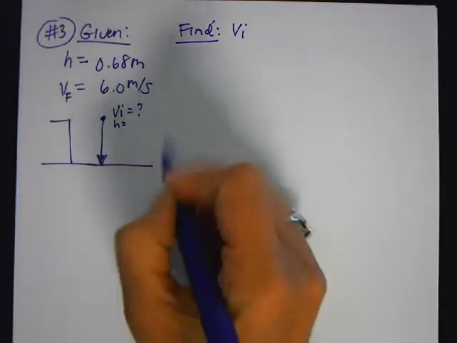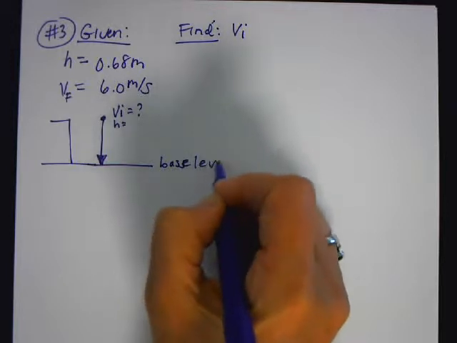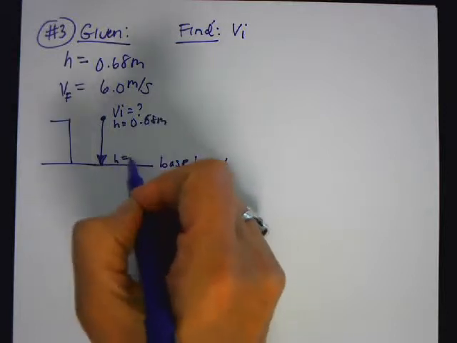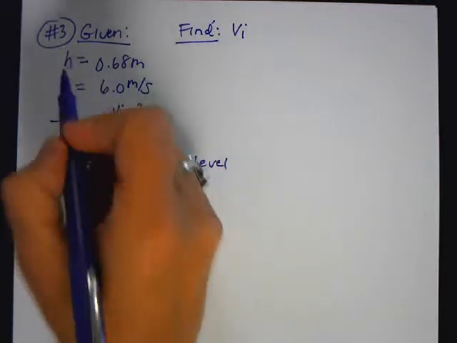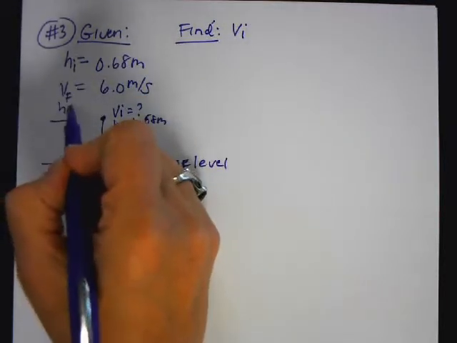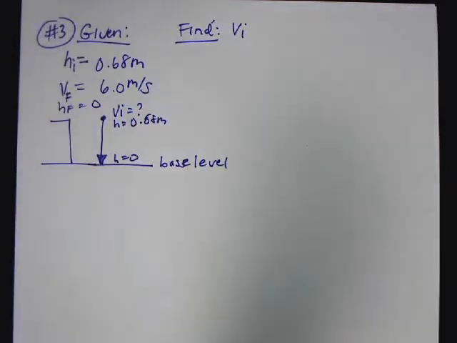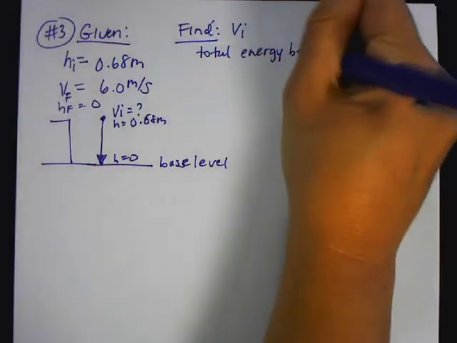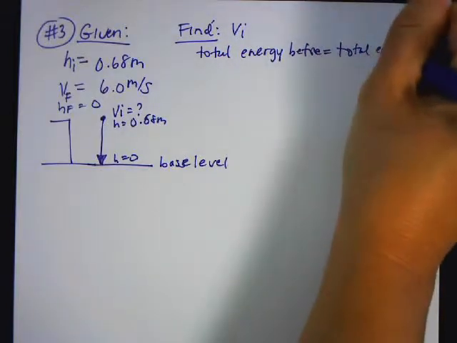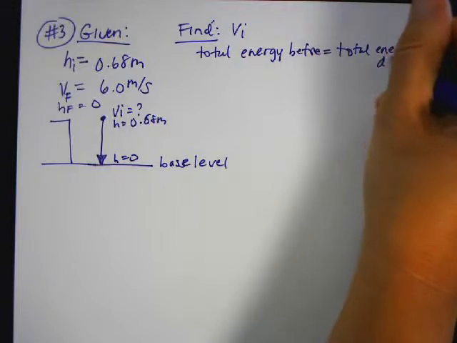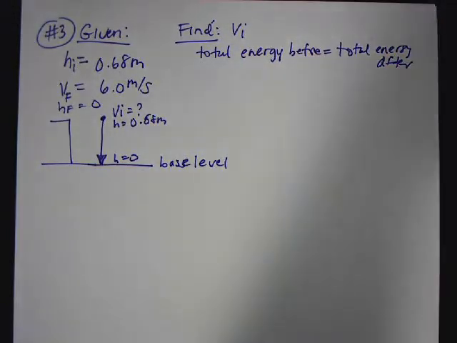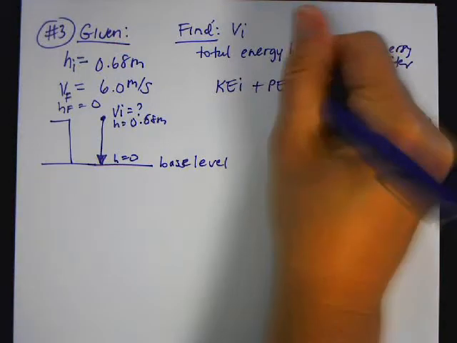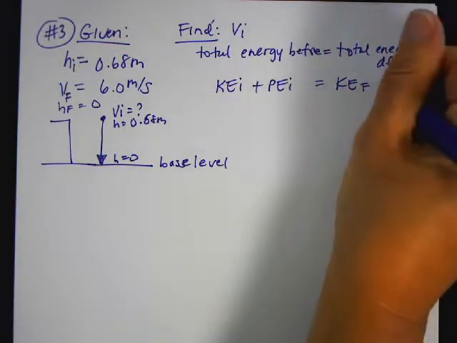We have this height, and when it hits the ground, which is called base level, that's our frame of reference. So the key here is this height is 0.68, and here the height is 0. So now I know that this is HI, and I know that HF is 0, and now I have all my information. So when I do conservation of energy, I'm going to say that the total energy before is equal to the total energy after. Now, you don't have to write that down, but I'm just trying to show you conceptually what conservation of energy means. So the total energy before is a sum of the kinetic plus the potential. So KEI plus PEI is equal to KEF plus PEF.